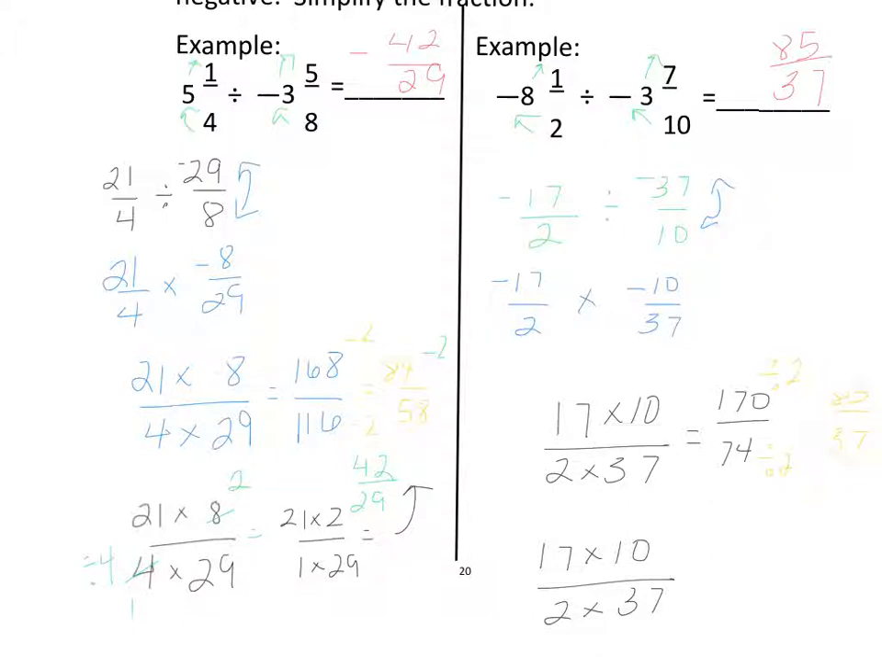So taking a look at 85 over 37, to determine if it's going to be positive or negative, we look at the signs on our answers. Both mixed numbers are negative, meaning the signs are the same, so our final answer has to be positive.